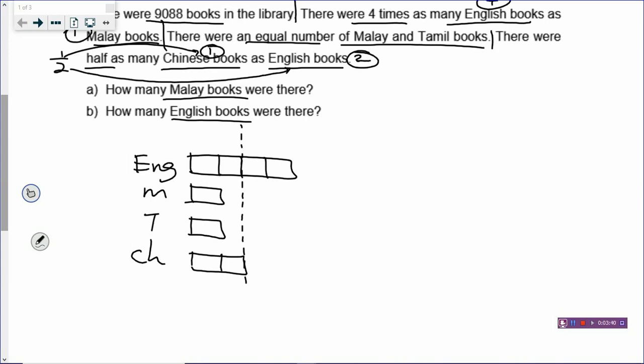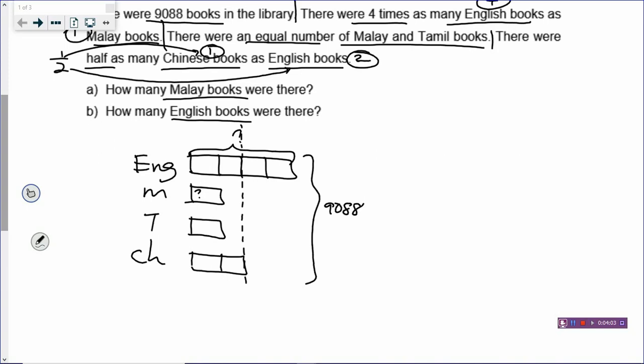Alright, how many Malay books were there? So your question mark is in the Malay box. And how many English books were there? You can place your question mark anywhere you want. Alright, and remember the first sentence that we couldn't draw. So we come back to the first sentence and we add on to the model, which is 9,088. And that's how your model looks like.